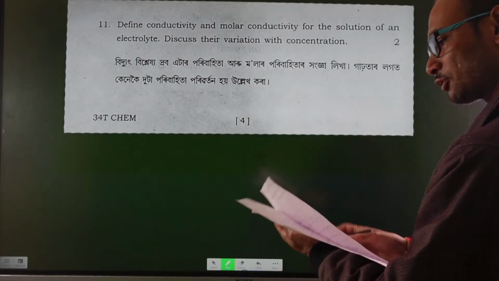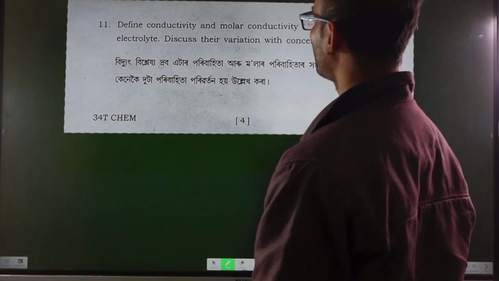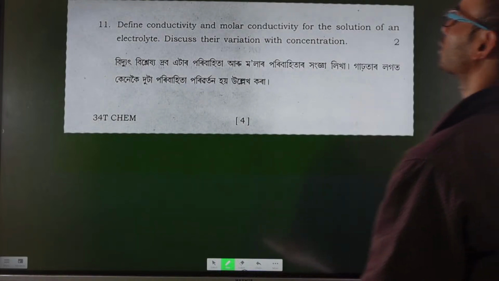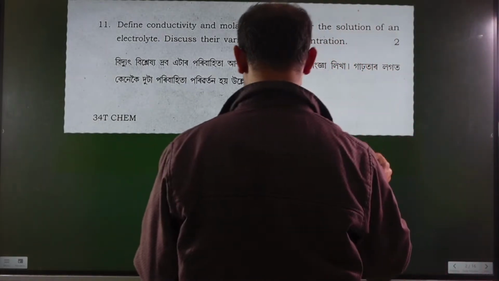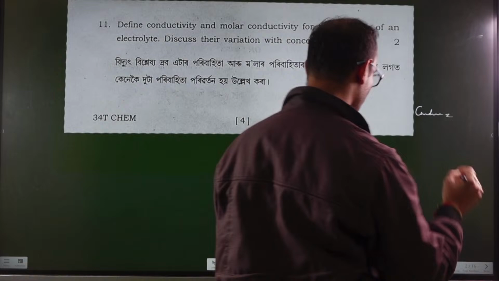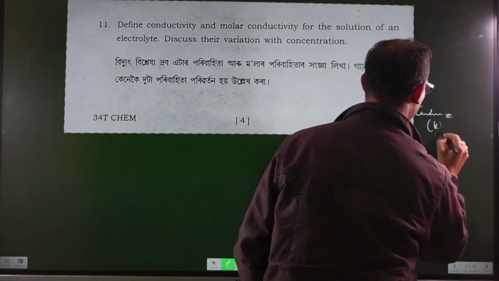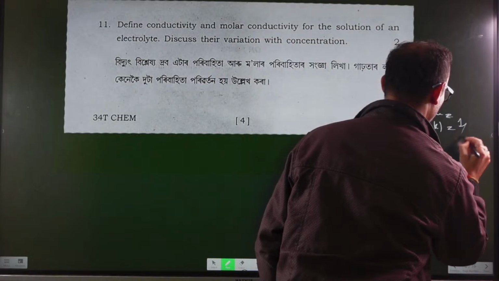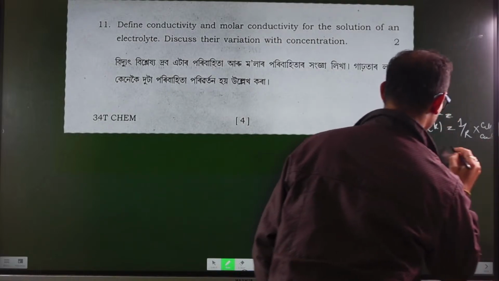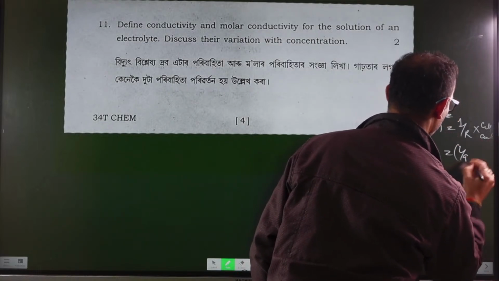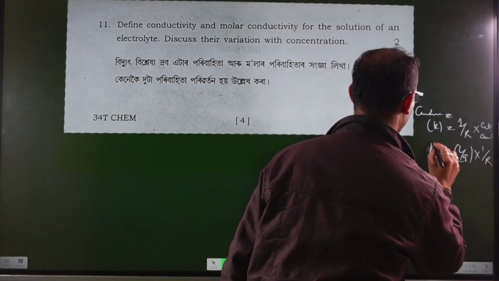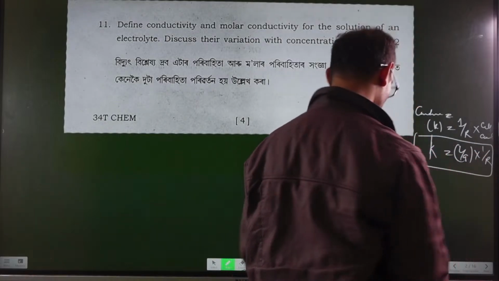Then moving to this question, here it is written: define the conductivity and molar conductivity for the solution of an electrolyte and discuss their variation with concentration. You can simply use this expression. Conductivity, kappa, is equal to 1 by R, which means resistance, into cell constant. Cell constant is nothing but L by A, into 1 by R. This is kappa, and this is called your conductivity.